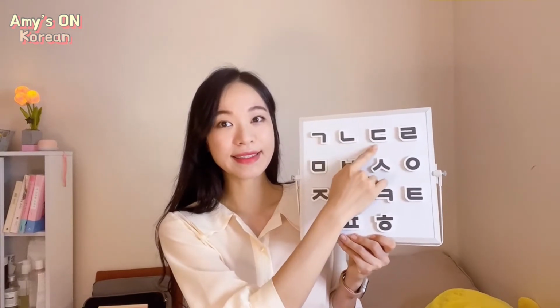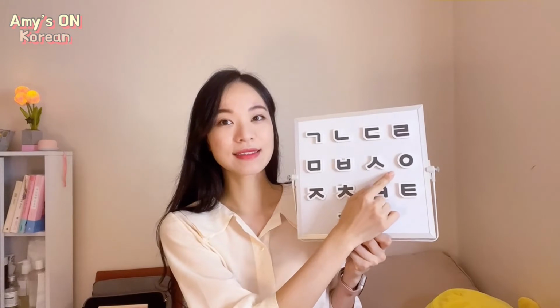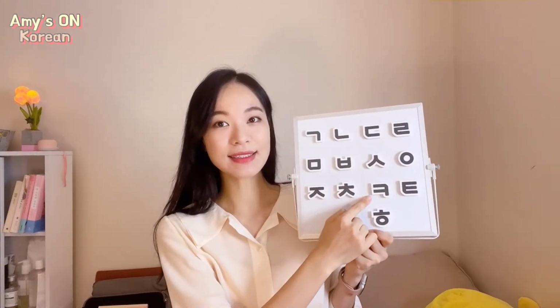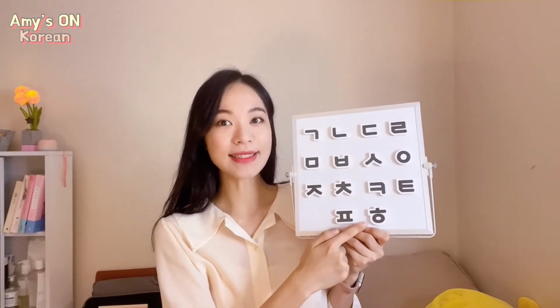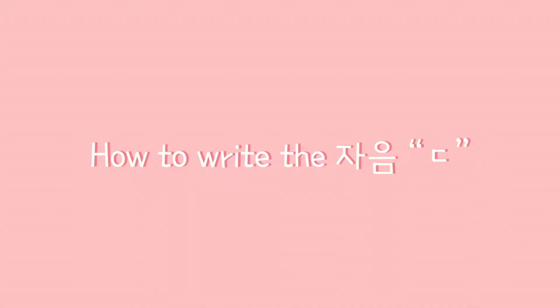We are learning about the Korean consonants and there are 14 consonants in the Korean alphabet. 기역, 니은, 디귿, 리을, 미음, 비읍, 시옷, 이응, 지읒, 치읓, 키읔, 티읕, 피읖, 히읗. Let's take a look at the consonant 디귿 today.